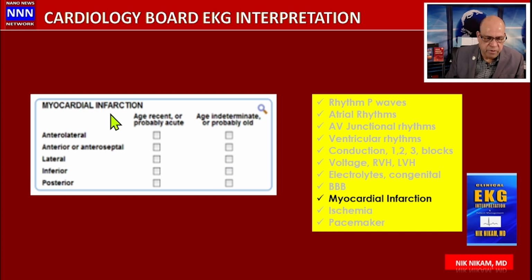That is, we are going to be focusing on myocardial infarction and the location of the myocardial infarction. As you can see, there are only 1, 2, 3, 4, 5 areas that you need to be familiar with as far as whether they are recent or old in terms of age.